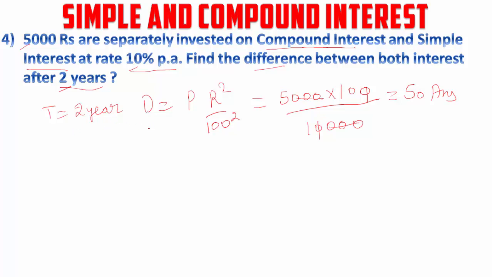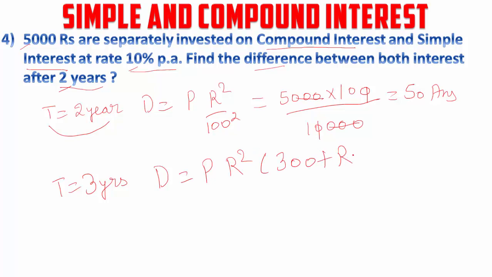Remember, friends, this formula is applicable only when time is 2 years. If in place of 2 years, time is equal to 3 years, then the formula will be: difference is equal to P R square (300 plus R) divided by 100 cube. So remember this formula also, if time is equal to 3.